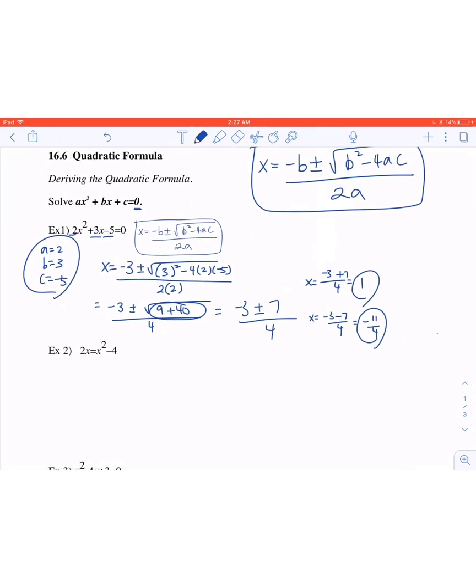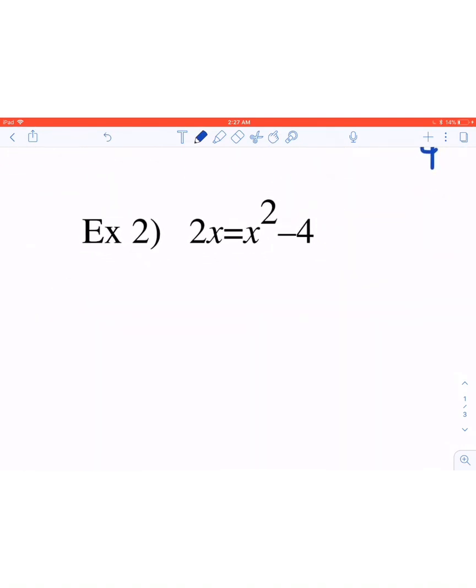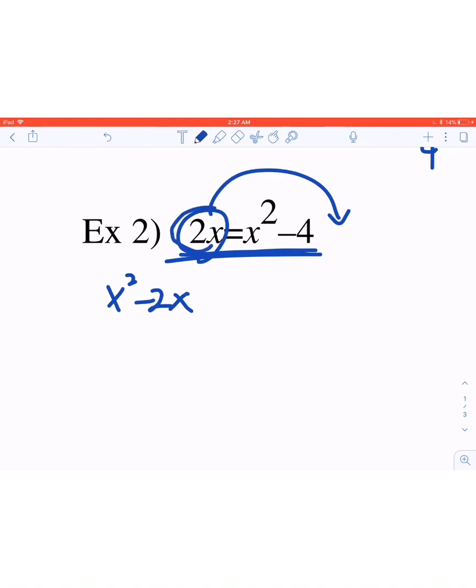Alright, do the same thing with example 2. Remember, we have to make this equation equal to 0 first. So all I need to do is move this over here, and then make it into x squared minus 2x, because it used to be positive. Moving it to the other side, we'll make it a negative 2x, and then minus 4. Then I'm just going to write 0 at the end. I swapped the left and right side so that it looks like ax squared plus bx plus c.